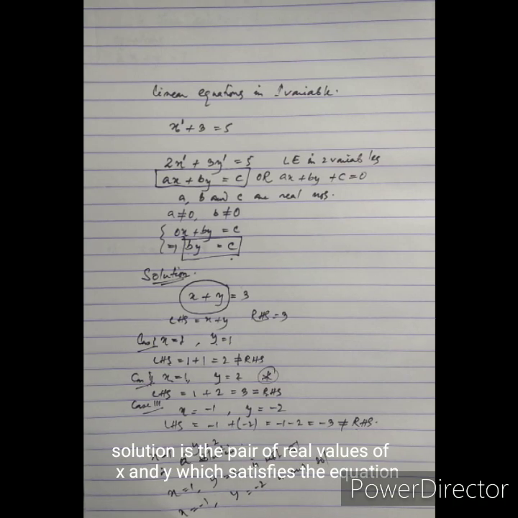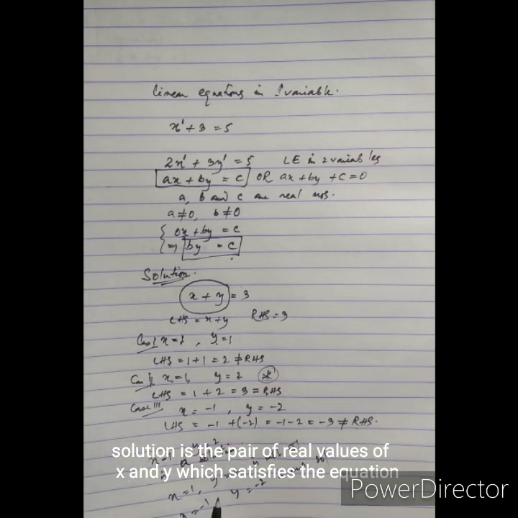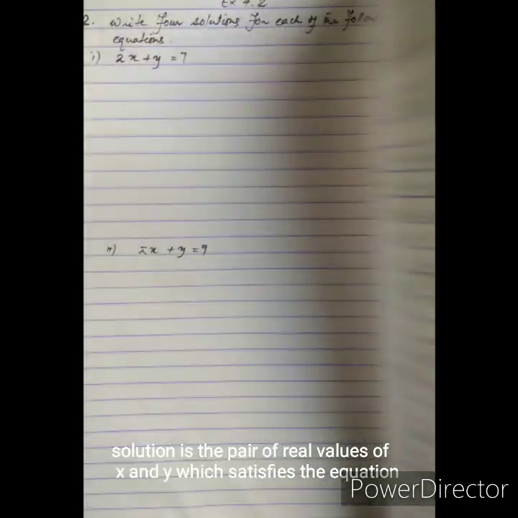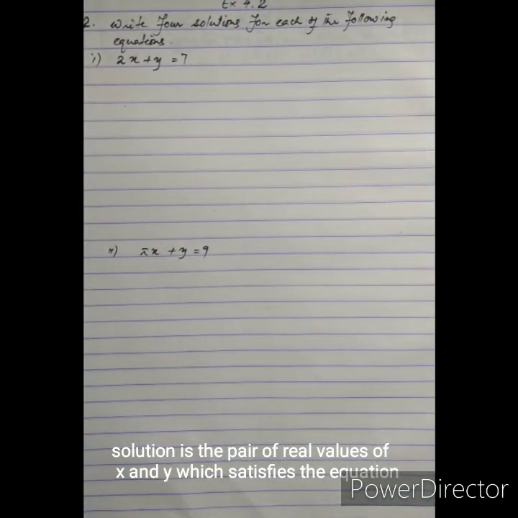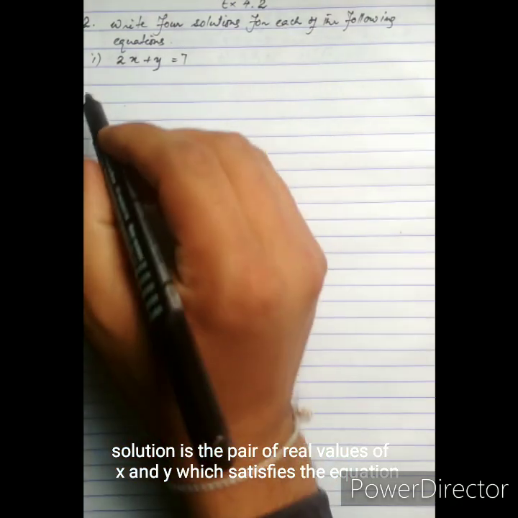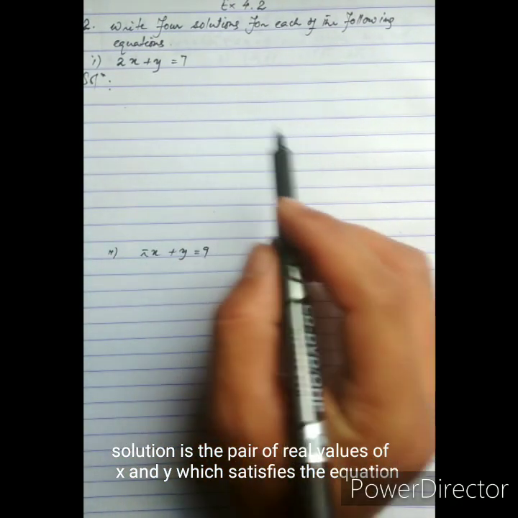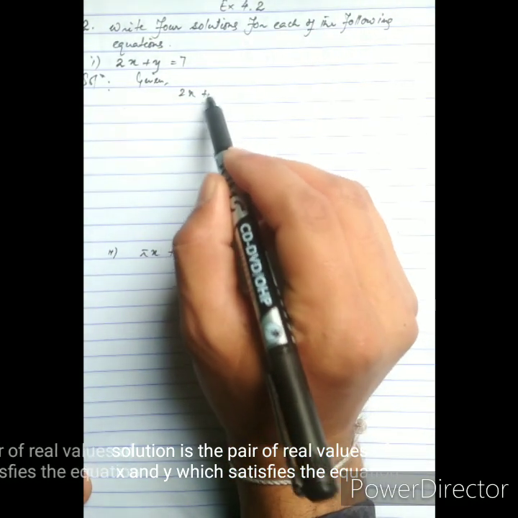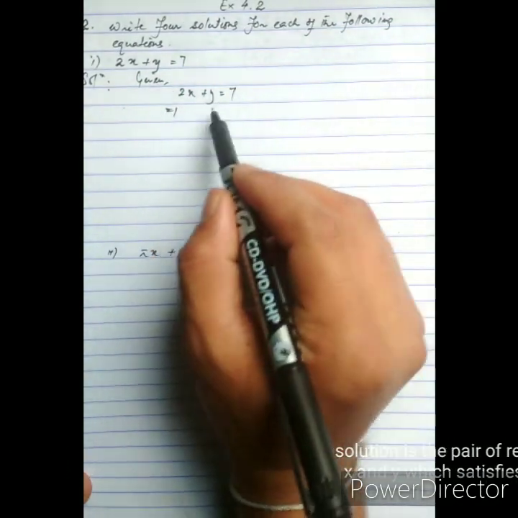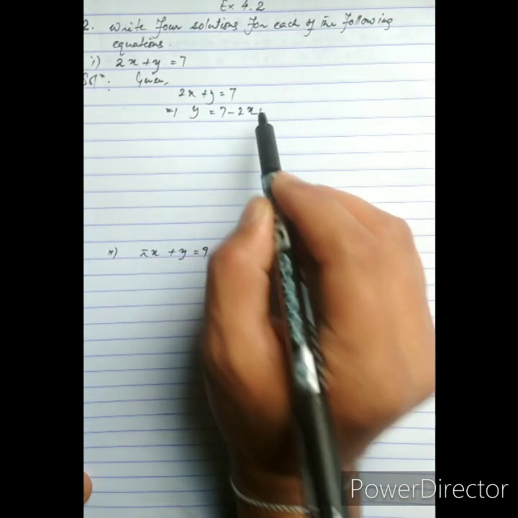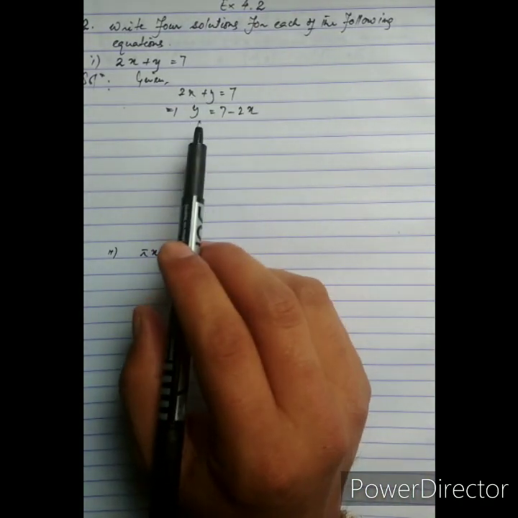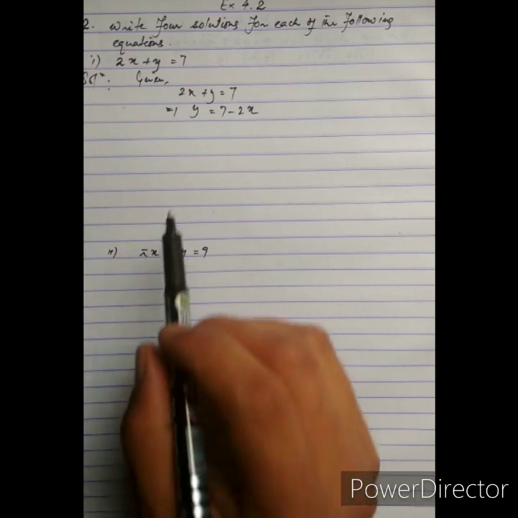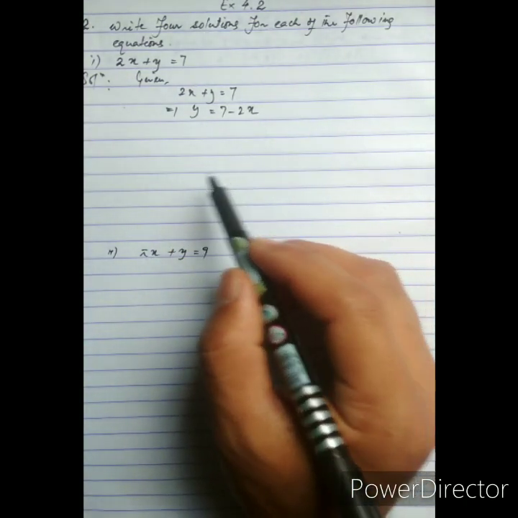So after this we'll solve some questions on finding the solution for linear equations in 2 variables. So I have given here 2 questions now. The first one, I will just start the solution. So given what the question gives us, twice x plus y equal to 7. So y means 7 minus twice x. You can keep either x or y alone separately. So from here we're going to find the solutions.